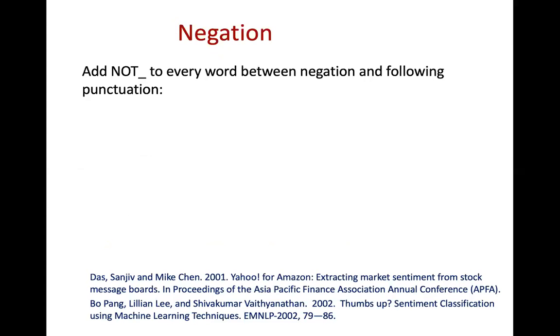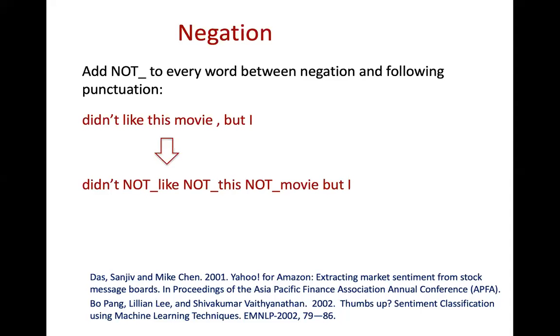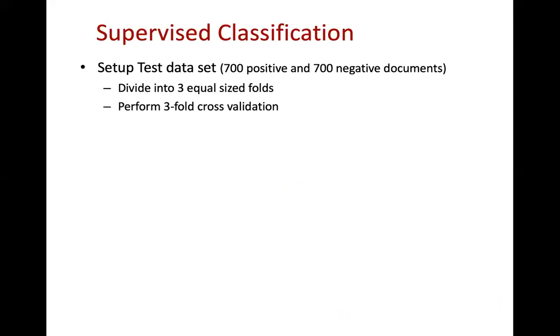If you incorporate some artificial adding of "not" to every word between the negation and the following punctuation, this could help change the word into a type that is much easier for the machine to recognize. For example, "I didn't like this movie, but..." can be converted into "didn't not_like not_this not_movie, but I..." And this process later helps you predict a more accurate sentiment based on the punctuation.